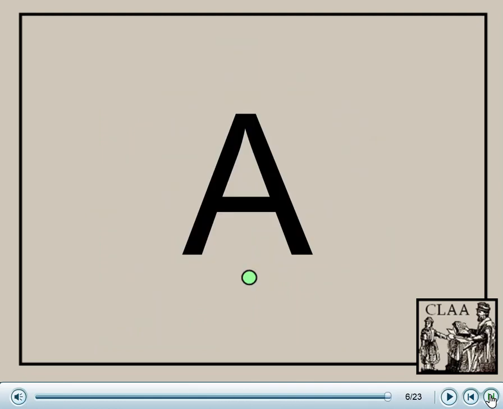Point to the green dot on your screen and look carefully at this letter. This letter is the Latin vowel ah. Point to the letter and say ah. That's the vowel's name. The Latin vowel ah is read ah. So anytime you see this letter in Latin, you should say ah.